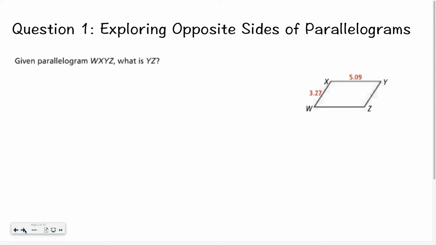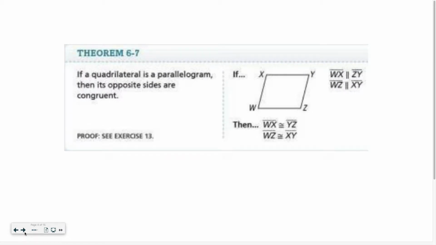Now my question for you is, with that information that I just shared with you, and we have parallelogram WXYZ, what is the measure of YZ? Good luck. Hopefully you looked at YZ and said, okay, YZ on this parallelogram is opposite from side XW, therefore YZ has to be the same length because they are congruent. So YZ is 3.27 units. Theorem 6.7 talks about how the opposite sides of parallelograms are congruent. So if you want to take a screenshot of that, go ahead.